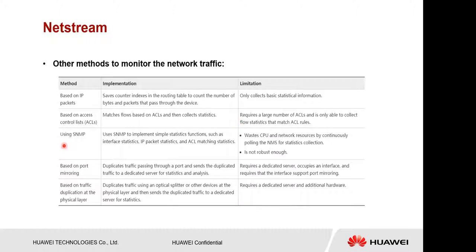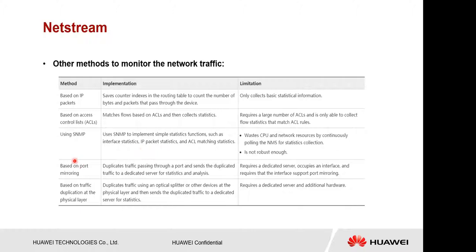The third one, we can also use SNMP. So we use SNMP to implement some simple statistic function, such as interface statistic, IP packet statistic, and also ACL matching statistic. However, there are some limitations. For example, because we need to pull the information from the NMS to the device, this will consume some CPU and also network resources. And also it is not robust enough because it will not include detailed explanation or detailed statistic regarding the traffic collected.